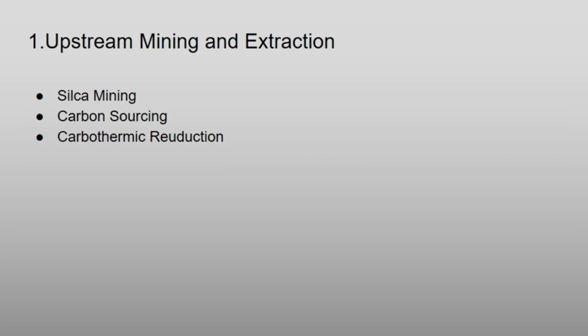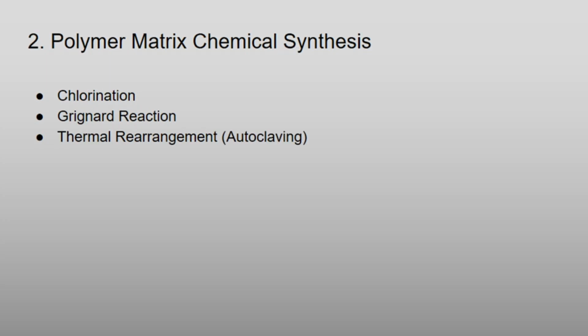In conclusion, elemental metallurgical grade silicon is produced by mining high-purity quartz and processing carbon sources like coal and wood, which are then heated together in an electric arc furnace at temperatures over 1,900 degrees Celsius to trigger carbothermic reduction. Elemental silicon is reacted with hydrogen chloride gas to synthesize trichlorosilane, which is chemically converted into a solid polydimethylsilane polymer. It then undergoes high-pressure autoclaving at 450 degrees Celsius to cross-link its linear backbone into a liquid polycarbosilane pre-ceramic matrix.